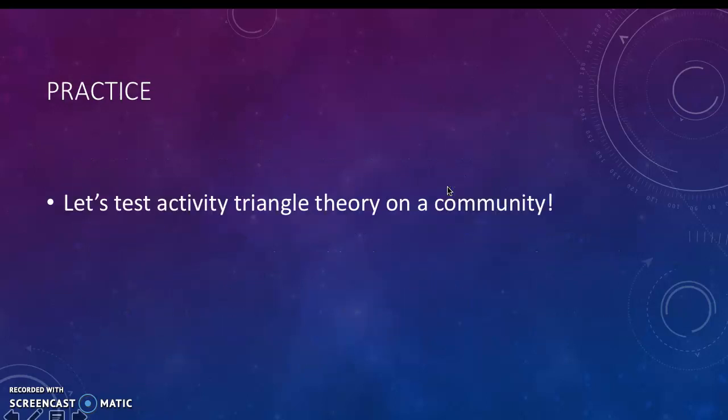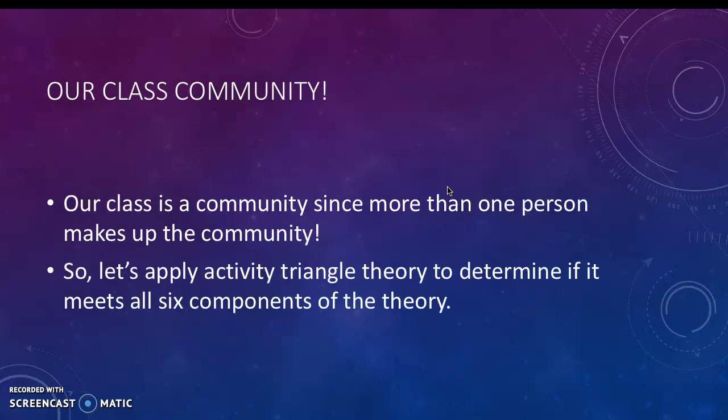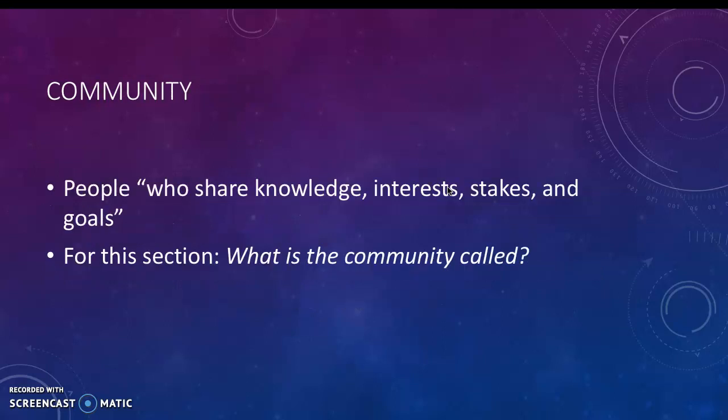So let's test activity triangle theory on a community to see if we can find all 6 examples of the triangle with that community. What we're going to use in this sample is our class community. It's a community because more than one person makes it up. It's not just one person in this community, there's a group of us. So let's apply activity triangle theory to our class to determine if it meets all 6 components of the triangle theory. Alright, so we're going to take each aspect of that triangle again. This part just reiterates, it explains each component of the triangle again.